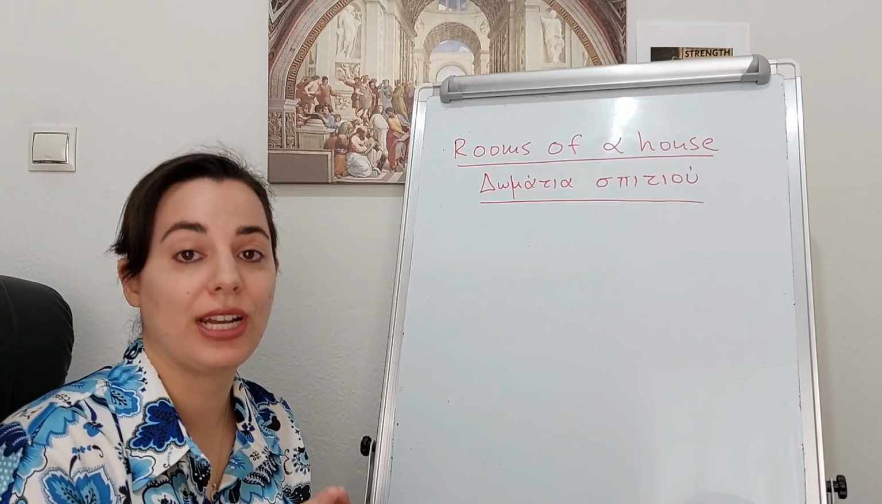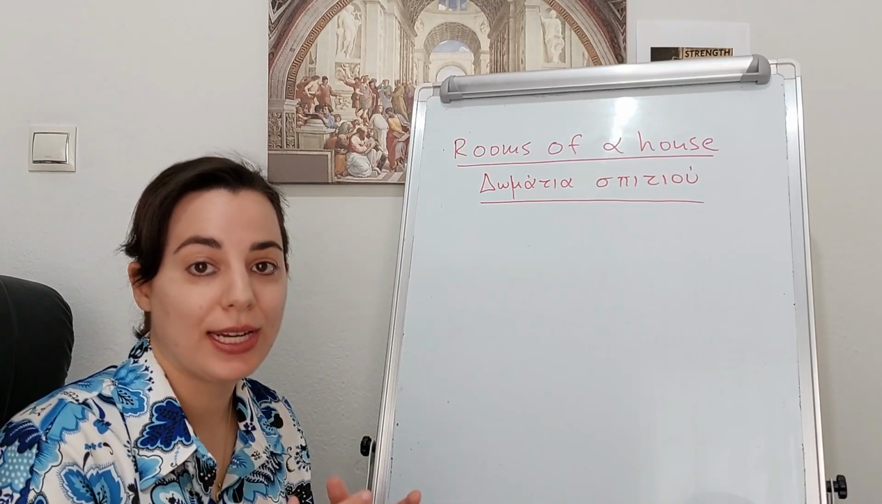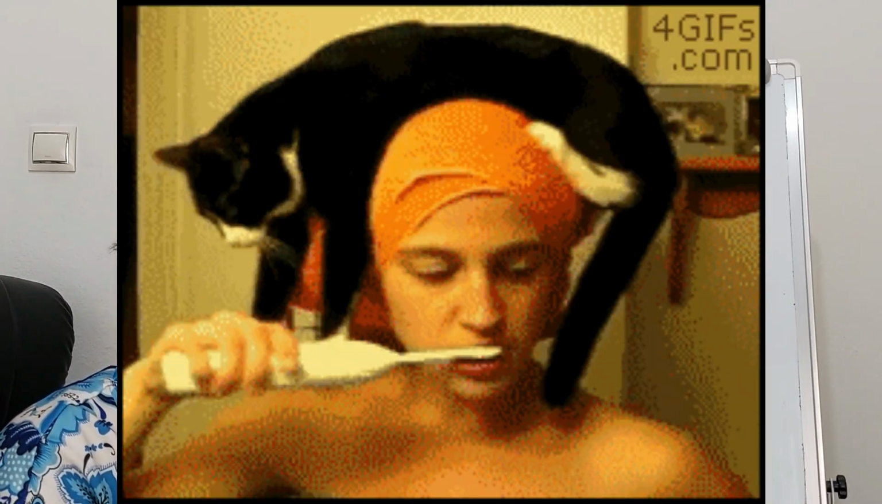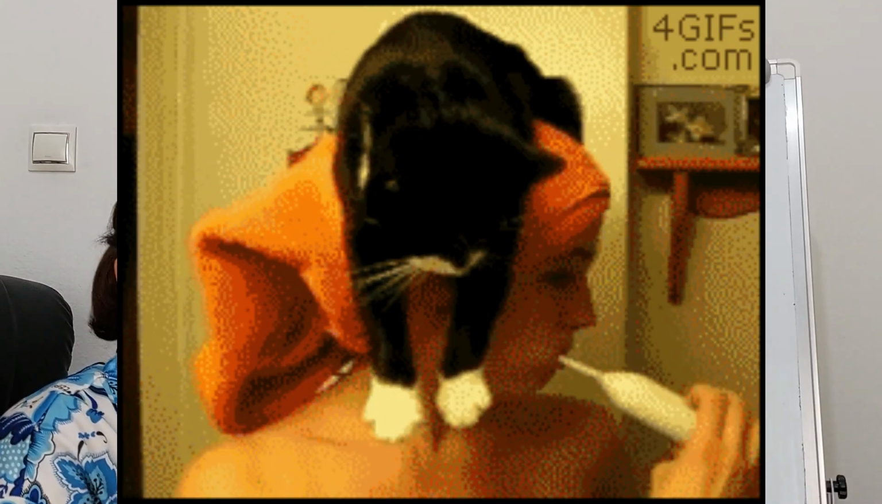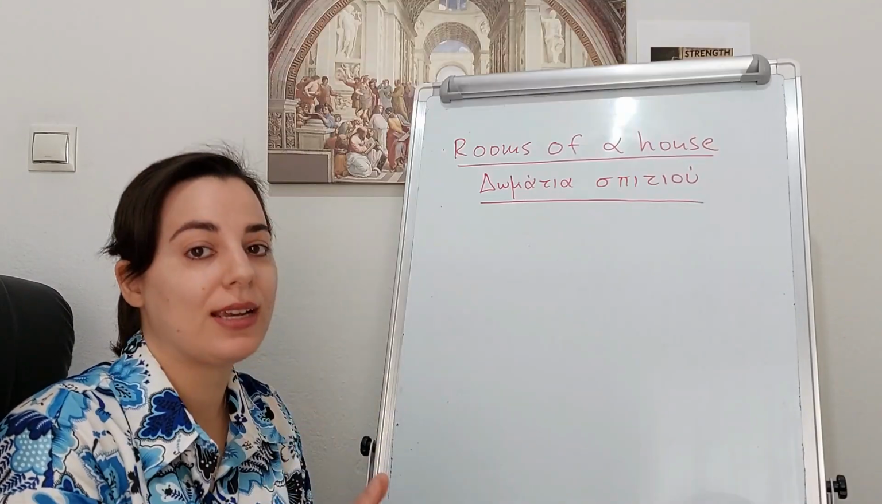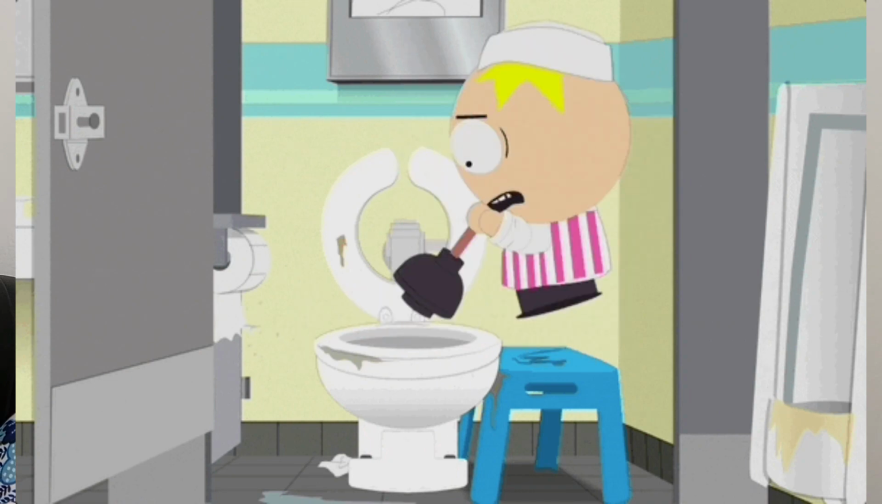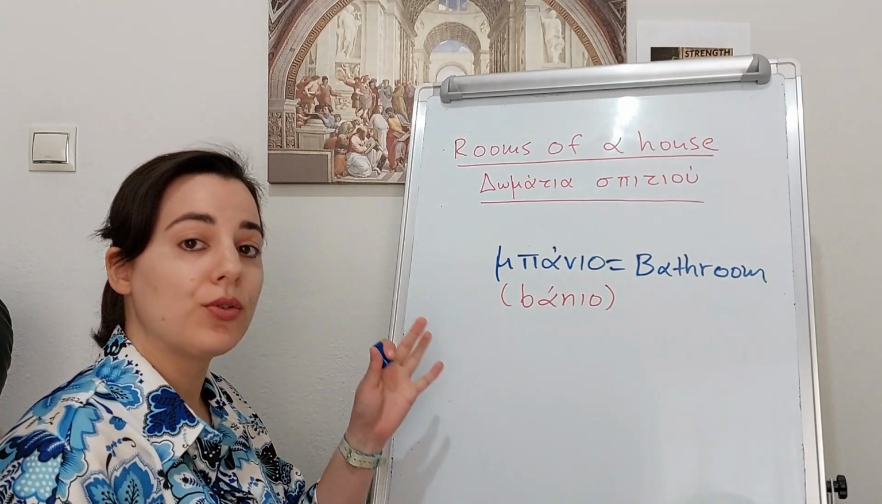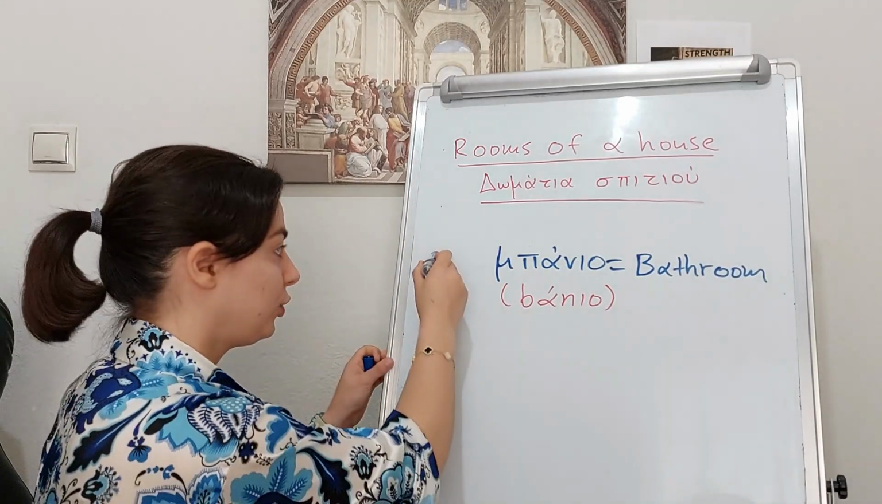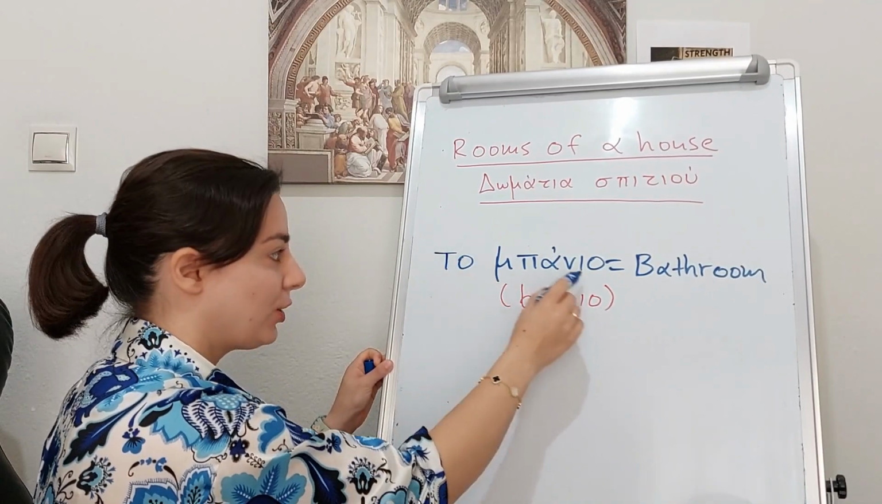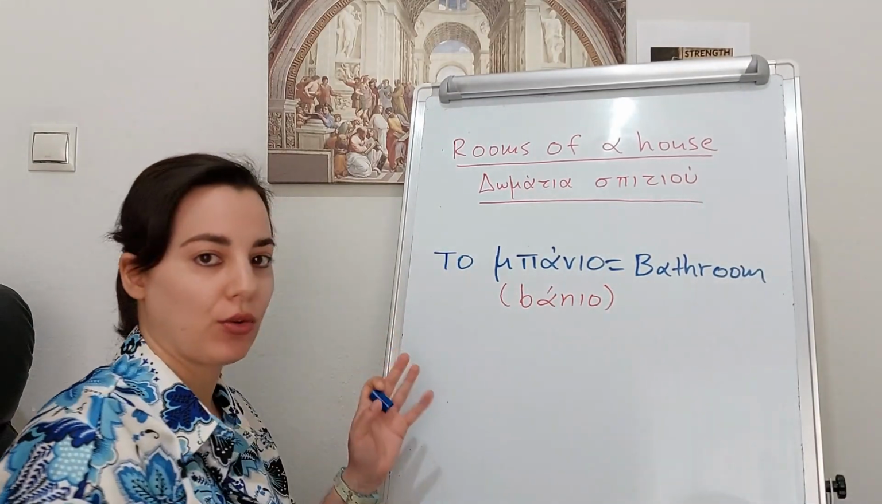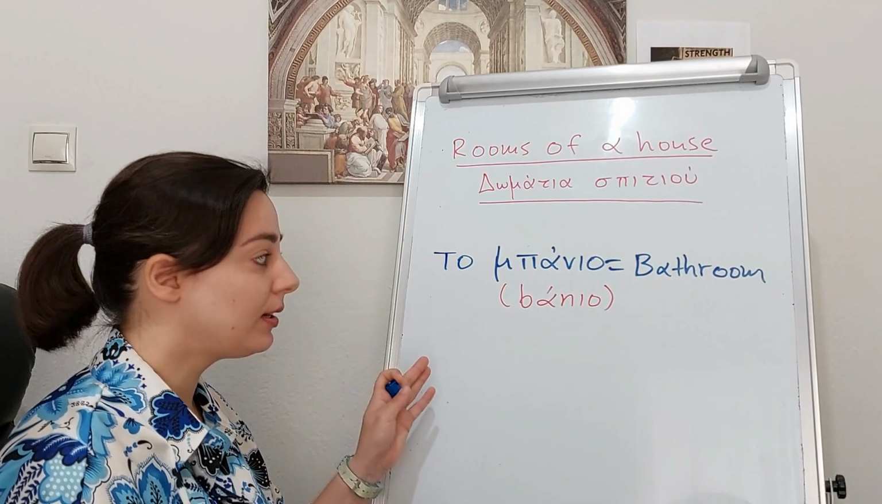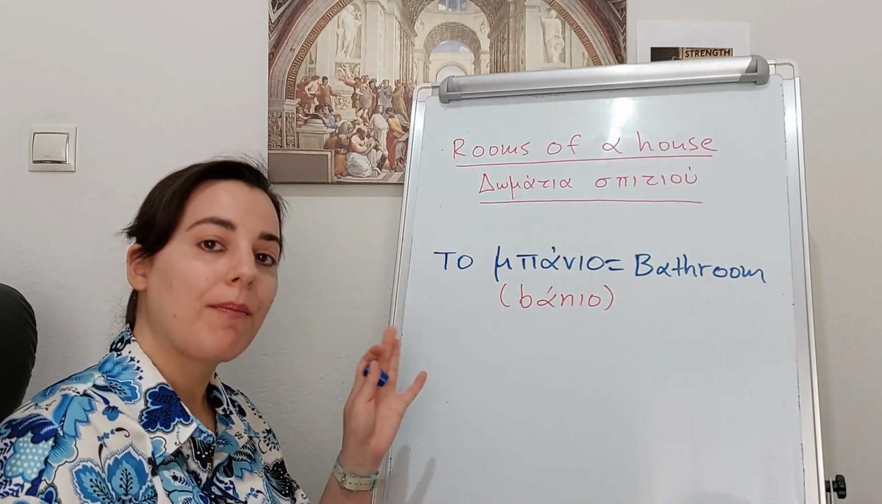And last but not least, the room that you need for the matter of hygiene is the bathroom. Bathroom in Greek is banyo. We use the neutral article to. To banyo. And in plural, ta banya.